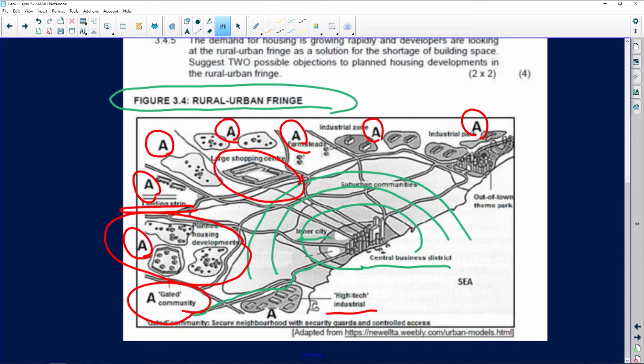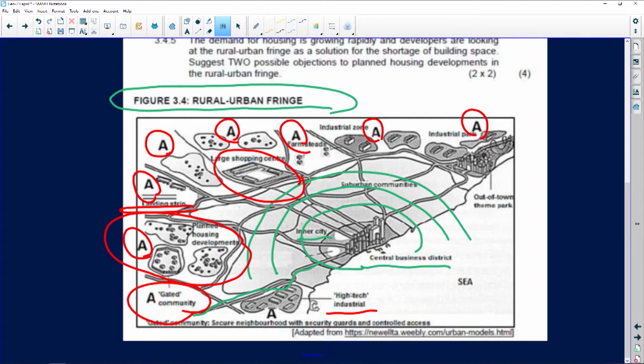Then you have your industrial zone. It might be a heavy industrial area. The reason why they're on the outskirts is because of heavy pollution, noise pollution, and very importantly, they are linked to transport networks. Once again, we have an industrial park over there, and we have an out-of-town theme park, very similar to Gold Rush City. But let's just quickly have a look at the questions being asked over here.